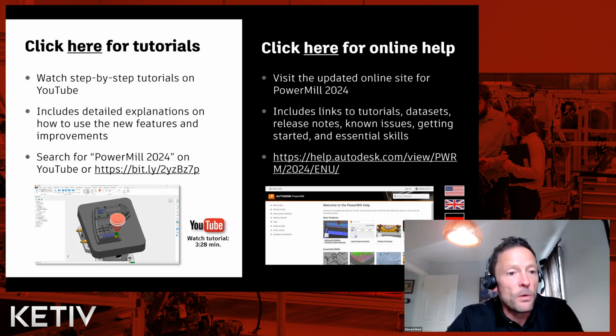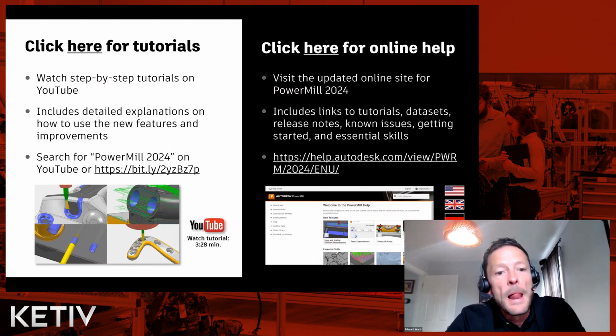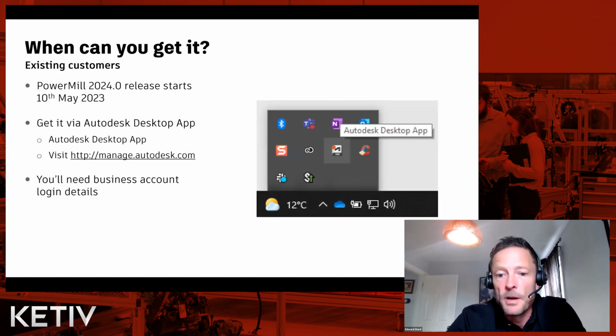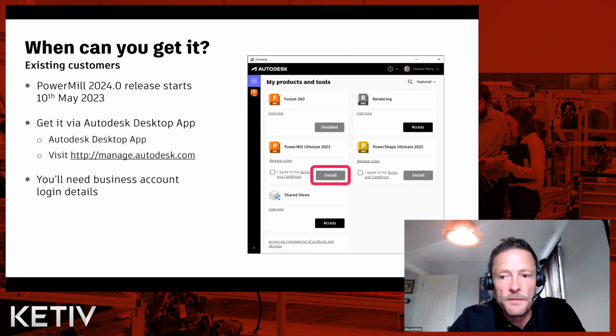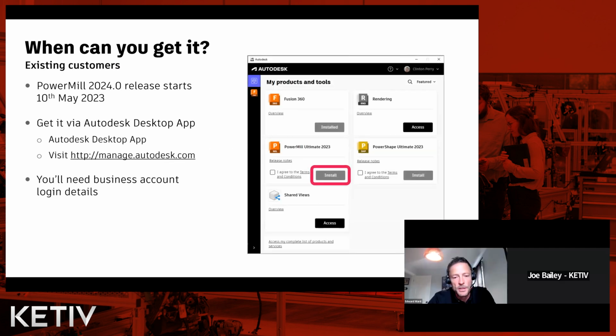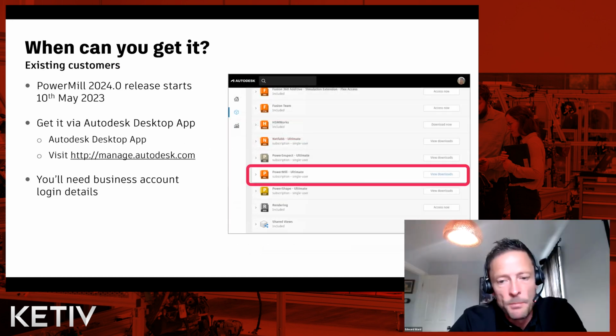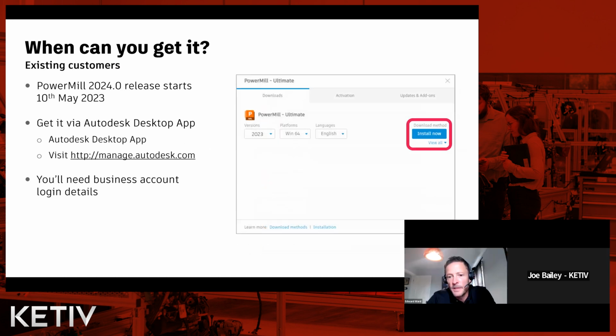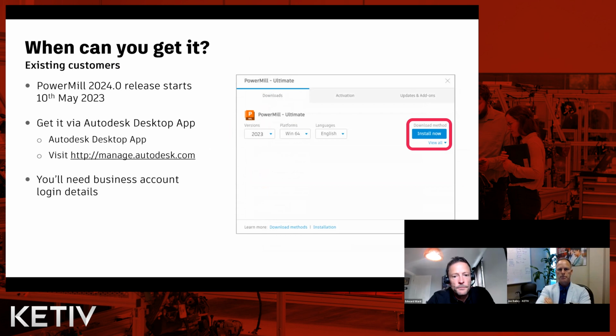But when can you get it? Now, obviously, it says the release was the 10th of May, so technically you can get it now via your Autodesk app. But again, you can ask your partner to help you get that software if you haven't already. I'll flick through this, running out of time. But again, the usual: you go into your Autodesk account, pick the software you need to download, and off you go.